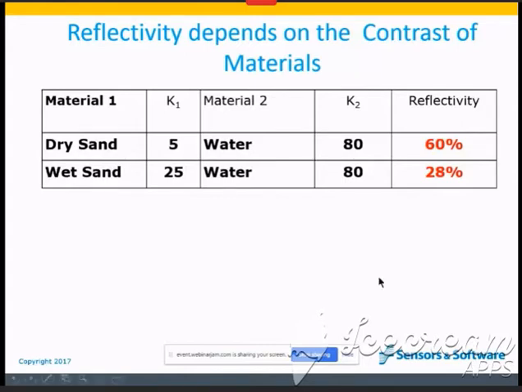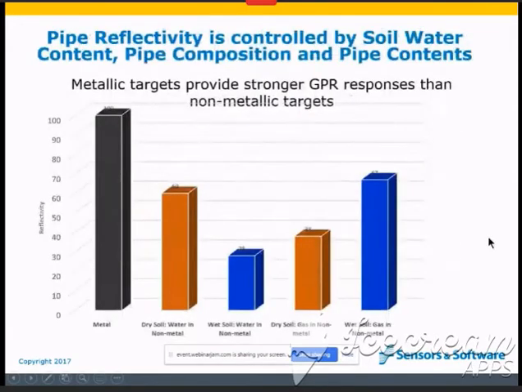Here is everything we just talked about on one slide. In terms of reflectivity, metal objects are always the best. Next is gas-filled pipes in wet soil. Then comes water-filled pipes in dry soil. The hardest objects to find, water-filled pipes in a wet soil and gas-filled pipes in a dry soil. The reason? Less contrast, so less reflectivity.